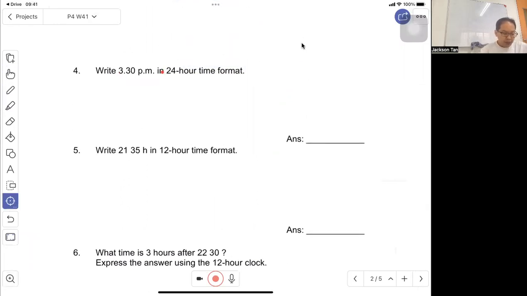Question 4. Write 3:30 p.m. in 24-hour time format. So, answer is 15 plus 12, 15:30. So, 12-hour format minus 12, that is 9:35 p.m.